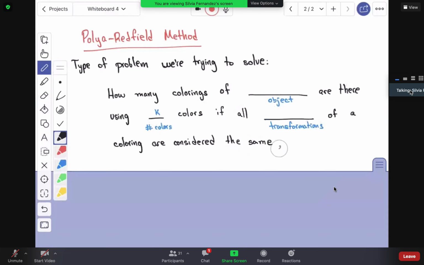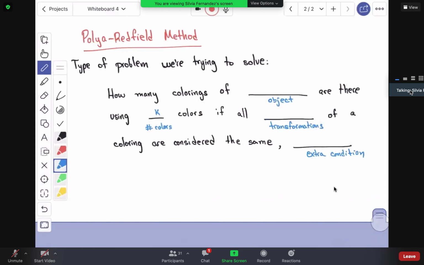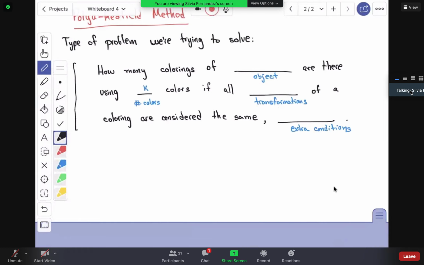And then sometimes you have an extra. Sometimes the problem just ends right there, but sometimes you have an extra condition about, something like all the colors need to be used exactly a number of times, but I'll also list some examples of extra conditions. So that's the most general problem. So let's try to fill in the blanks with specific examples so that you actually see a specific problem.